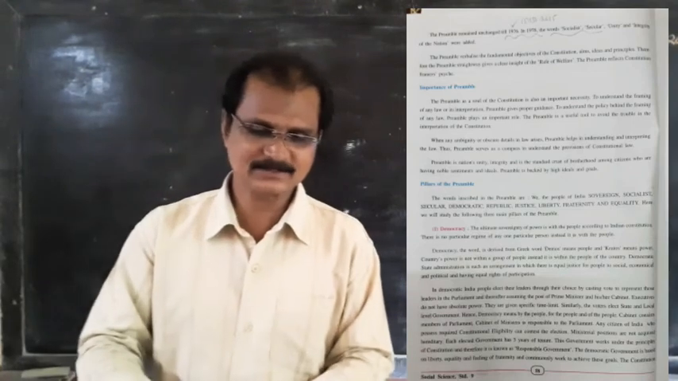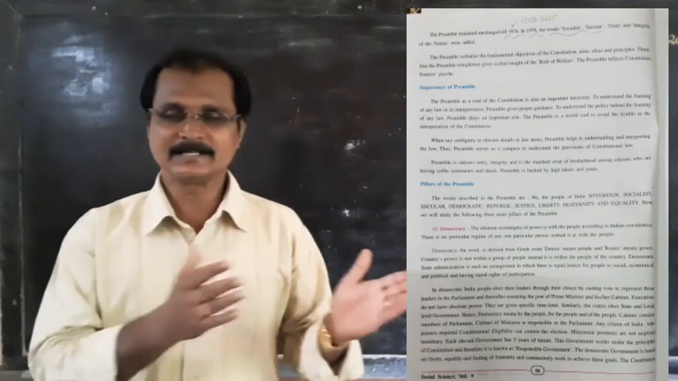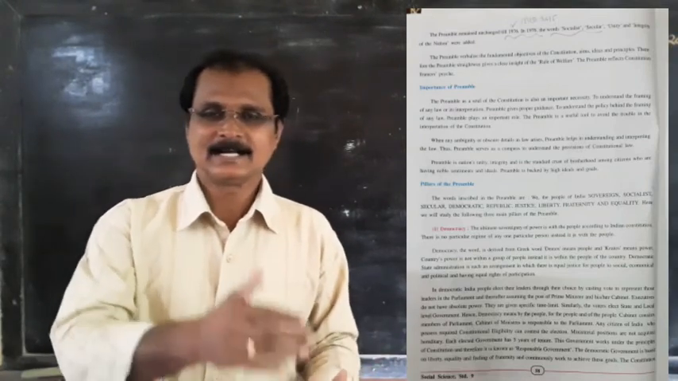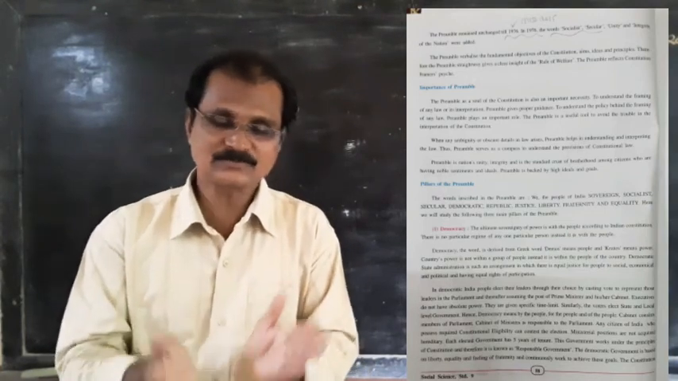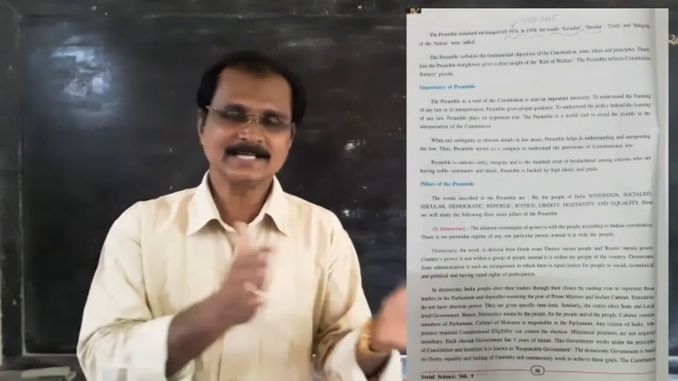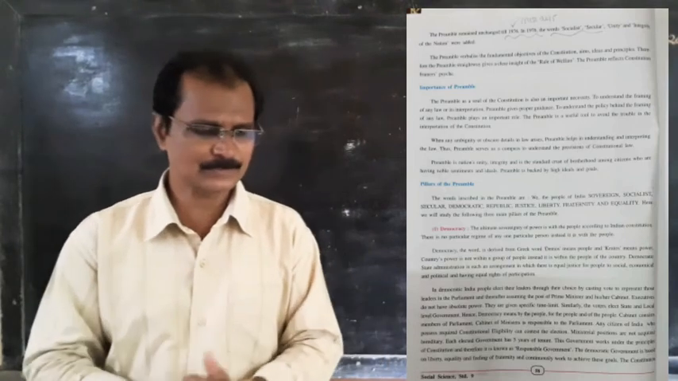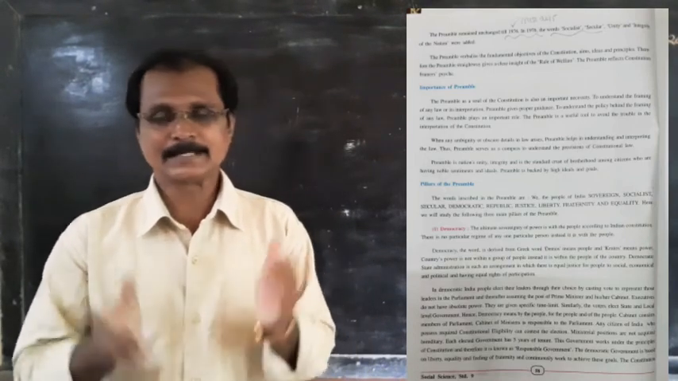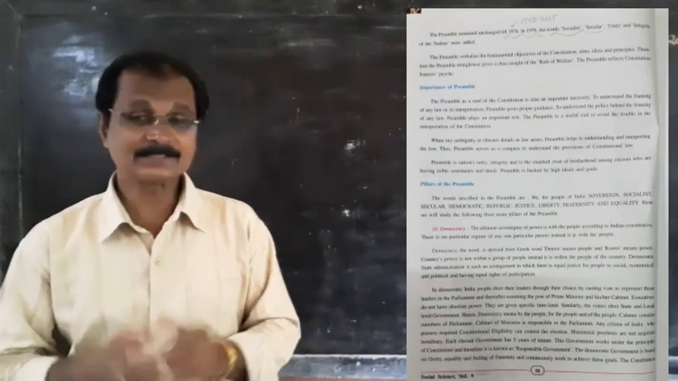The words socialist and secular, unity and integrity of the nation were added. Once it was enacted and adopted in 1950, then in 1976 some new words were added. What is socialist, secular, unity and integrity added to this preamble. Then what is the importance of preamble? The preamble as the soul of the constitution is all important, necessary, and preamble is considered as the soul of the constitution. Then what are the pillars of constitution?